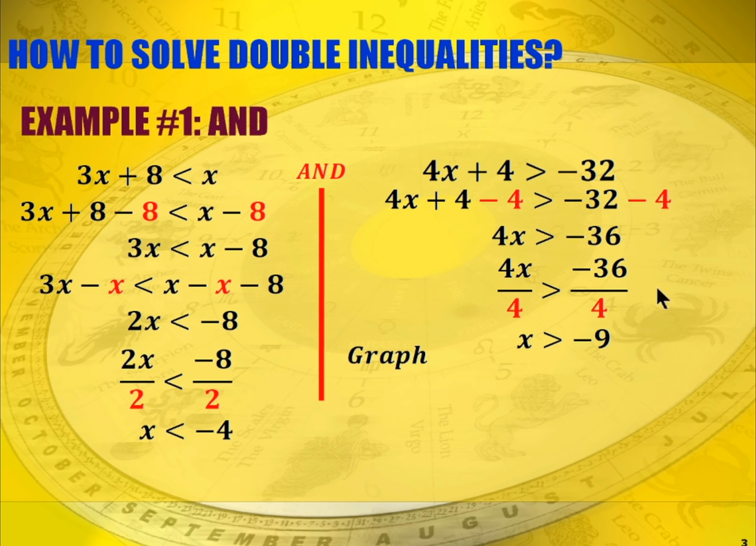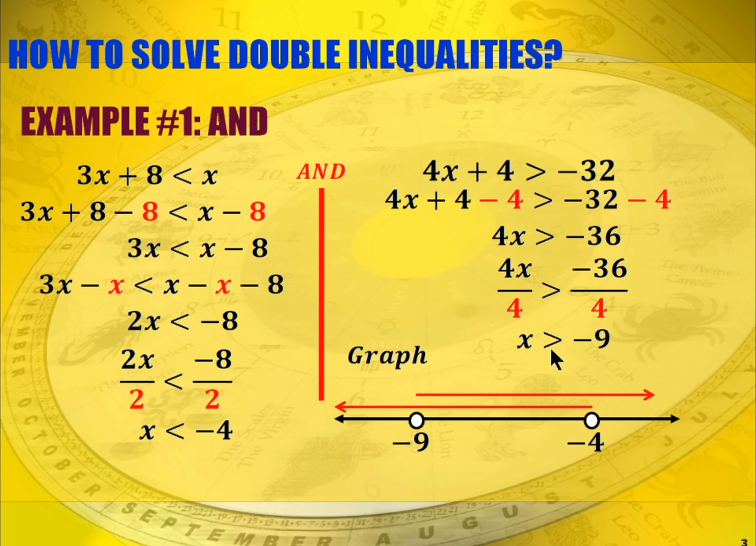Okay, now we're going to graph our solutions. We have the number line. Of course, we have points negative 9 and negative 4. Alright, let's start with x less than negative 4. This is the graph. So in interval notation, this is from negative infinity to negative 4. But take note, negative 4 is not included. Next, we have x greater than negative 9, of course from negative 9 to positive infinity.